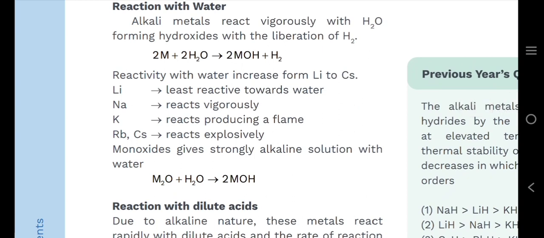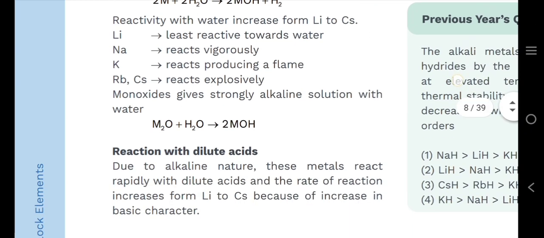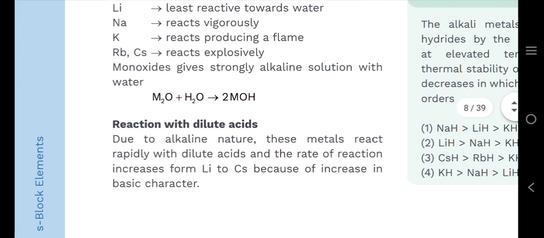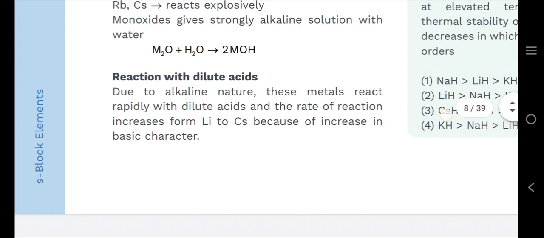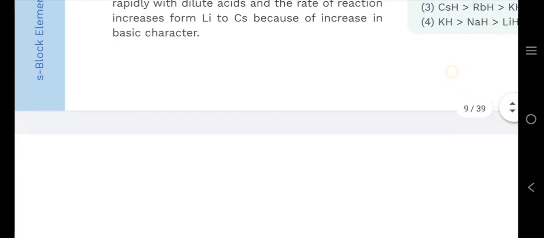Monoxide gives strongly alkaline solution with water. M2O plus H2O gives MOH. Reaction with dilute acids: due to alkaline nature, these metals react rapidly with dilute acids, and the rate of reaction increases from lithium to cesium because of increase in basic character.